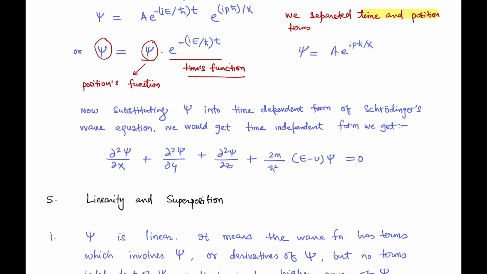The idea is very simple. Separate it and substitute the psi into the time dependent form of Schrodinger's wave equation to get the time dependent form. When we do that, we simply get the time dependent form. This is just a basic mathematical calculation which you can do on your own.